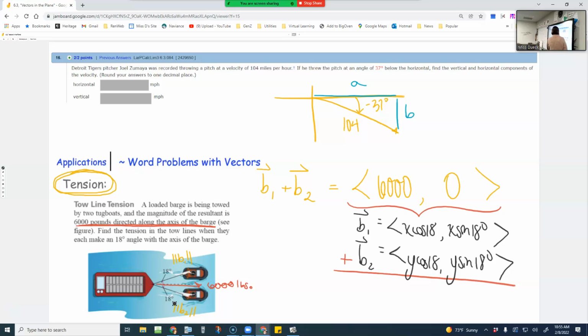And so now what we technically have is, if we were to say, let's add all together, we have this system of equations where we say x cosine 18 plus y cosine 18 is equal to 6,000. If I add horizontal plus horizontal, I get that guy. And if I add vertical, I need the x in front of that guy: the vertical of the first and the vertical of the second.